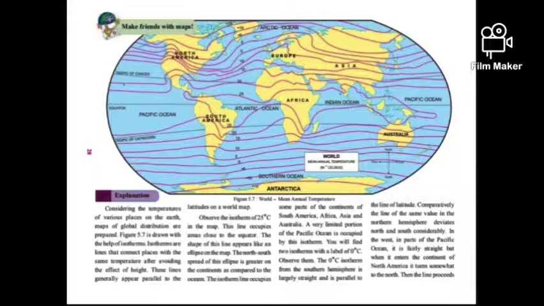You can see the circular movement of the current, and the arrow which is marked in red, this is the warm current, and the arrow which is marked in blue, these are the cold currents. So this is how the movement of hot and cold current exists.